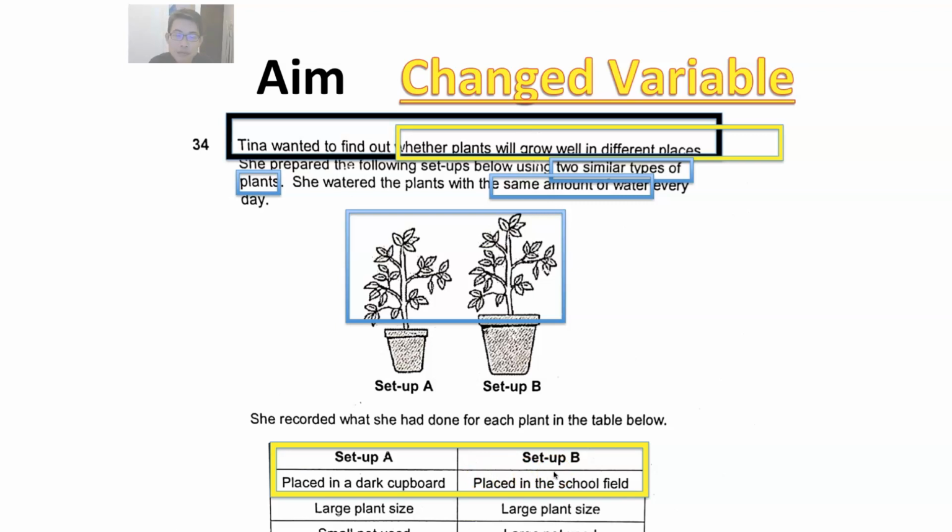Okay, now, did anyone spot a problem? Because if you have, then you are very good at reading science questions. You may pause the video here to see if you can spot the problem with this question.